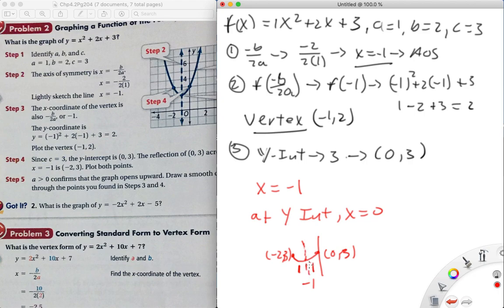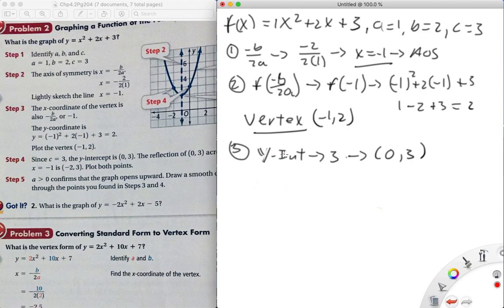-1 is in the middle, 0 is to the right, -2 is to the left, and they both have a distance of a reflection of the same from the axis of symmetry. So I can have those 3 points right there, and then that's the vertex. And that's enough information for me. I need 3 points at least to graph this. And then since I know A is positive, it's going to be in an upward facing direction.